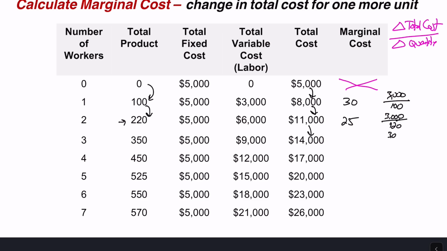So I'm going to talk through one more. Going from 2 to 3 workers, our total cost will go up by 3,000. Our output will go up by 130. And so you can put that in your calculator and you'll get a marginal cost of 23. And as we go down, we'll fill in the rest of this table.